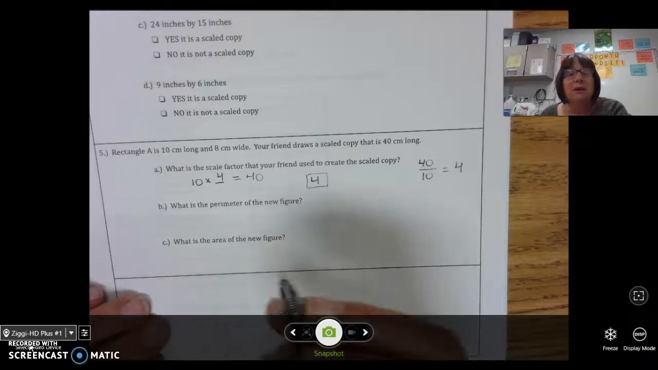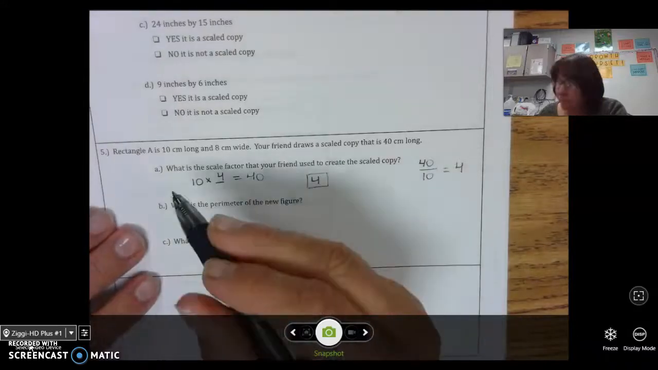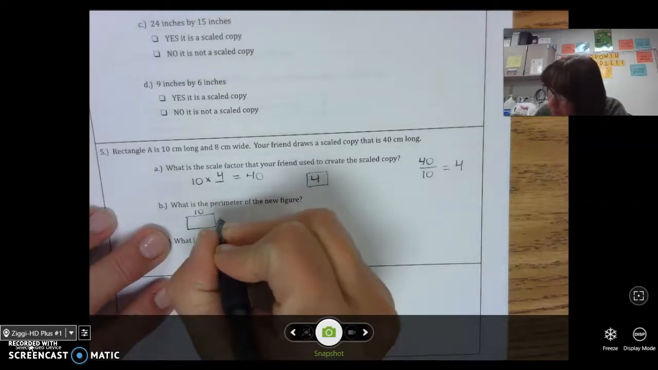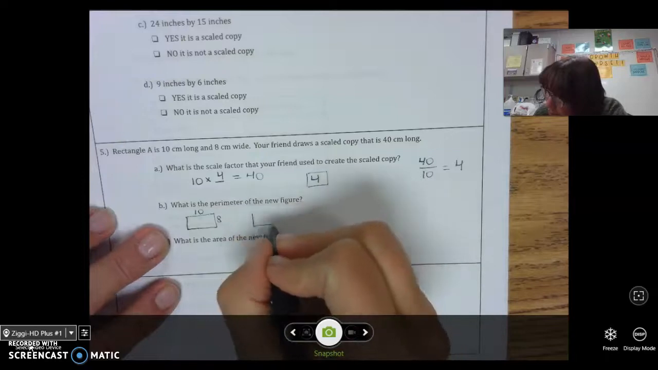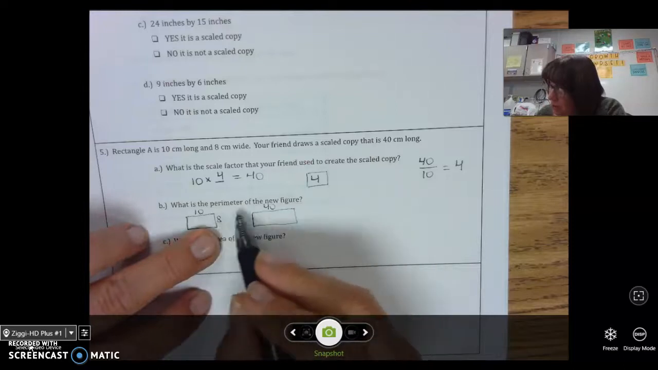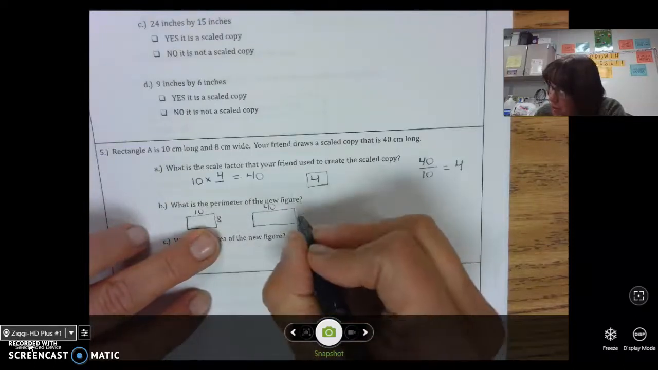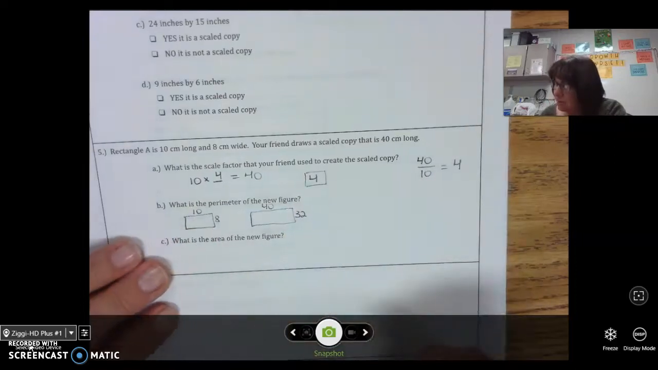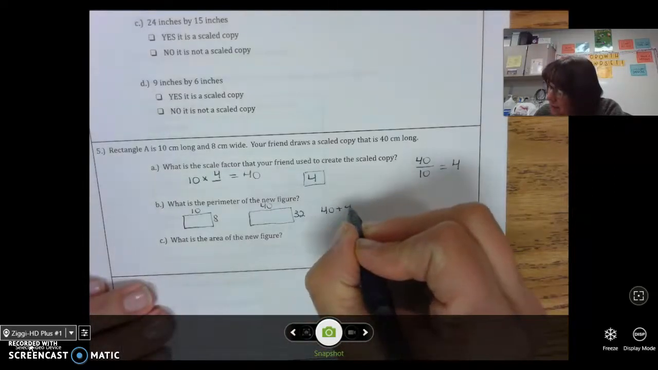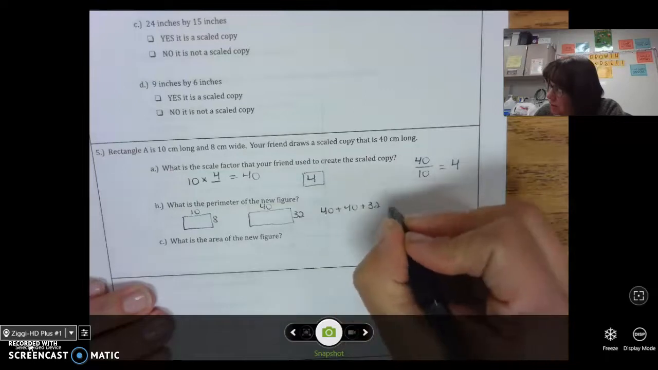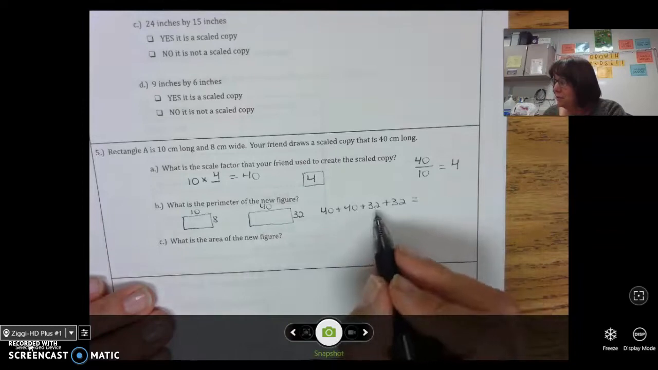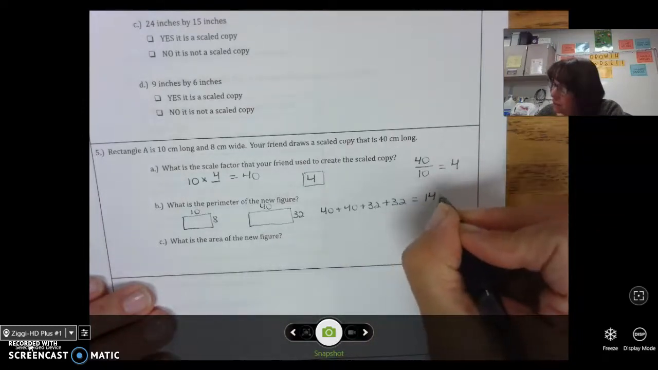So let's find the perimeter of the old figure. We have 10 and we have 8. And then she drew a copy that was 40 long. Well, we got to multiply by the scale factor of 4 to get to 40. So 8 times 4 is 32. So the perimeter of the new shape would be 40 plus 40 plus 32 plus 32. You add up all the sides, and you would get 80 and 64. If I add them together, you'd get 144.